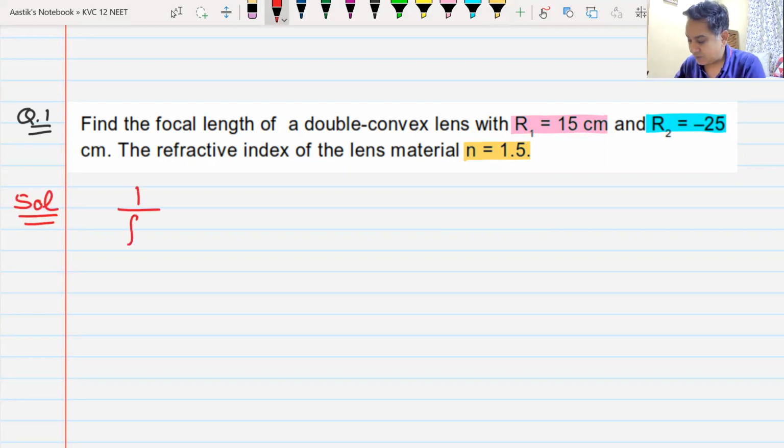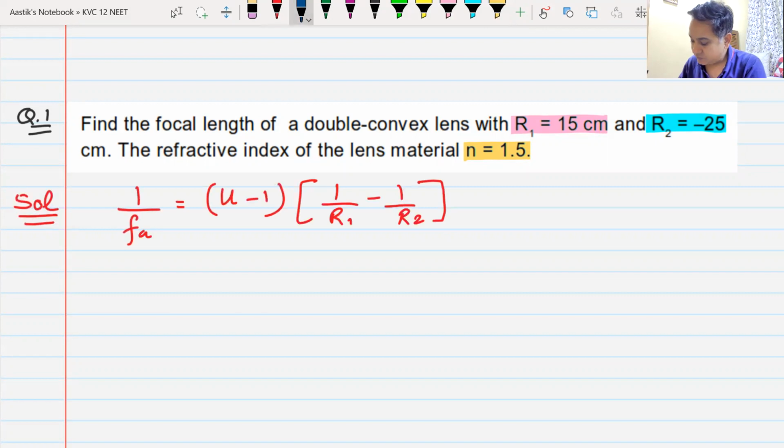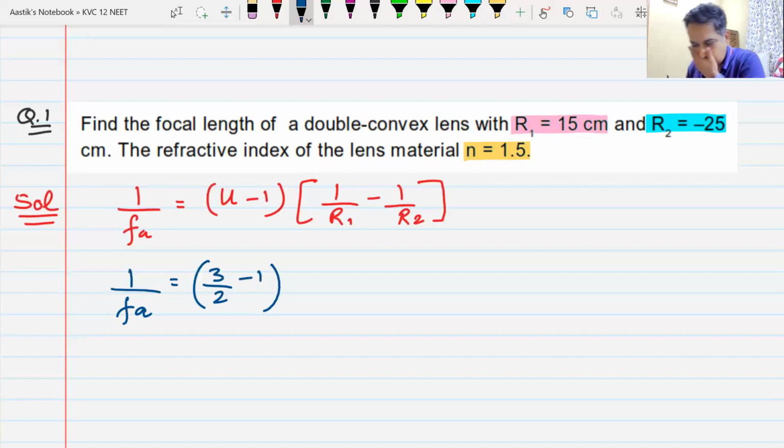I'm going to put the formula 1 by f will be equal to mu minus 1 into 1 by R1 minus 1 by R2. I'm not writing the subscript a, I understand it is mu. I will put the value. Remember, mu is given as 3 by 2. Mu minus 1 is always 3 by 2 minus 1, so it is always half. You can remember it that way. Into 1 by 15 minus 1 by minus 25.